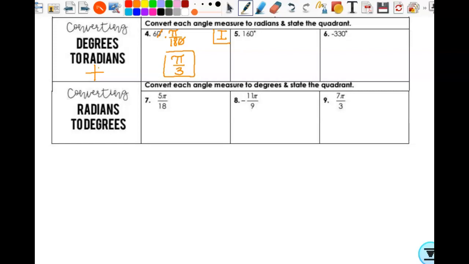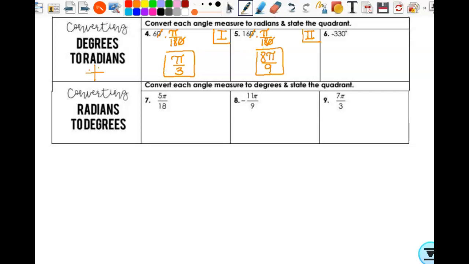All right, so on number 5, we have 160 degrees. What quadrant will that land me in? 2, because I'm not all the way at 180, right? I'm at 160. So this is in quadrant 2. So I multiply by pi over 180 and divide them both by 10. So then I have 16 and 18. That'll give me 8 pi over 9. Any questions?